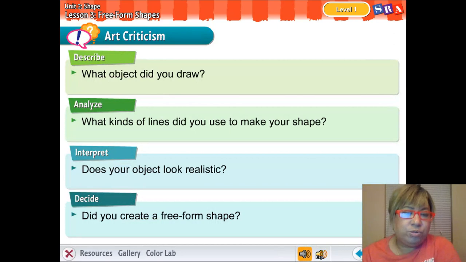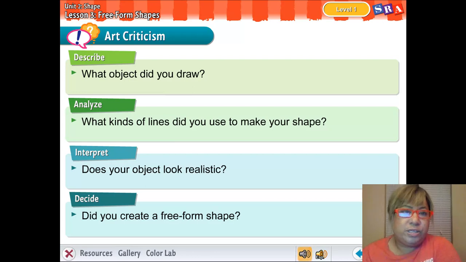So, if you do create some artwork, you should be able to answer, what did you draw? What kinds of lines did you use to make your freeform shape? Does it look real or not? And did you create a freeform shape with it?